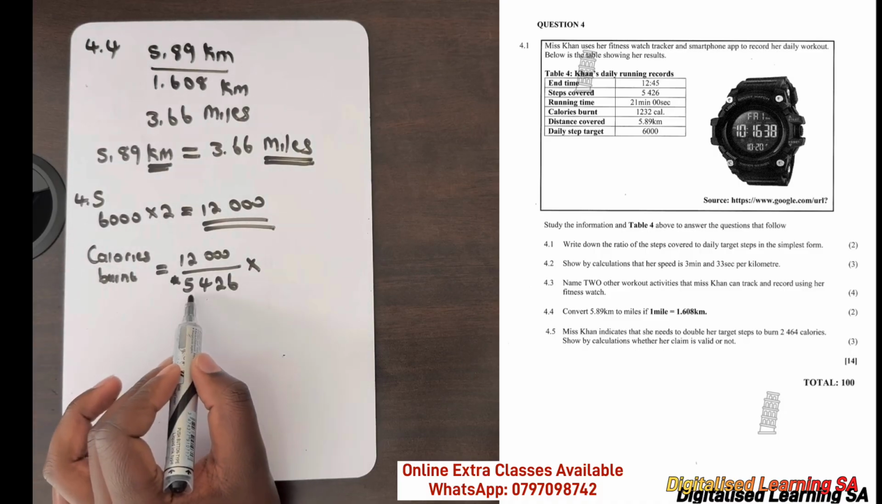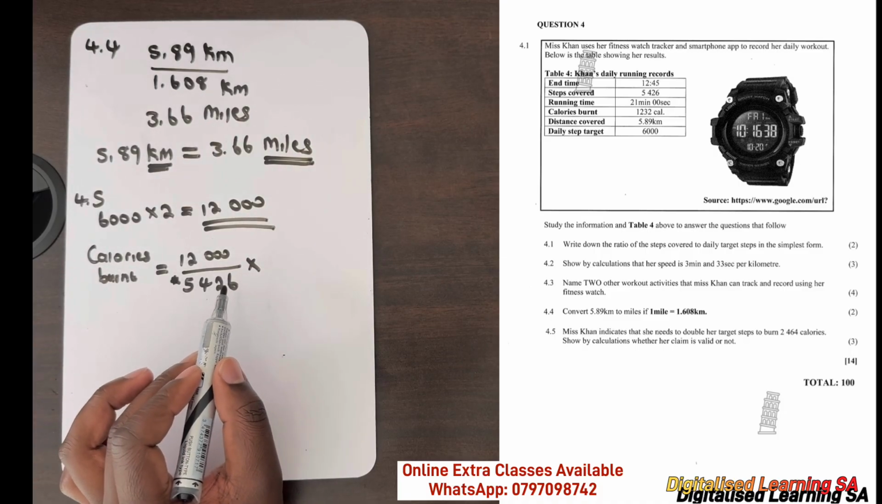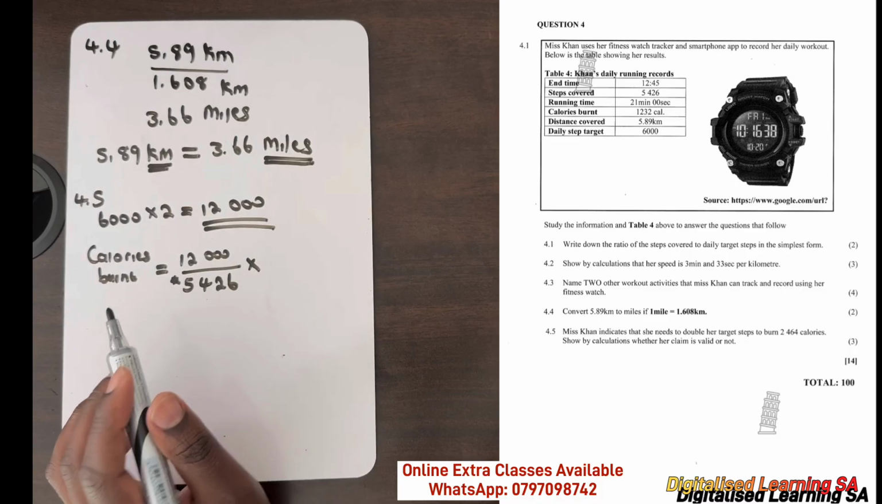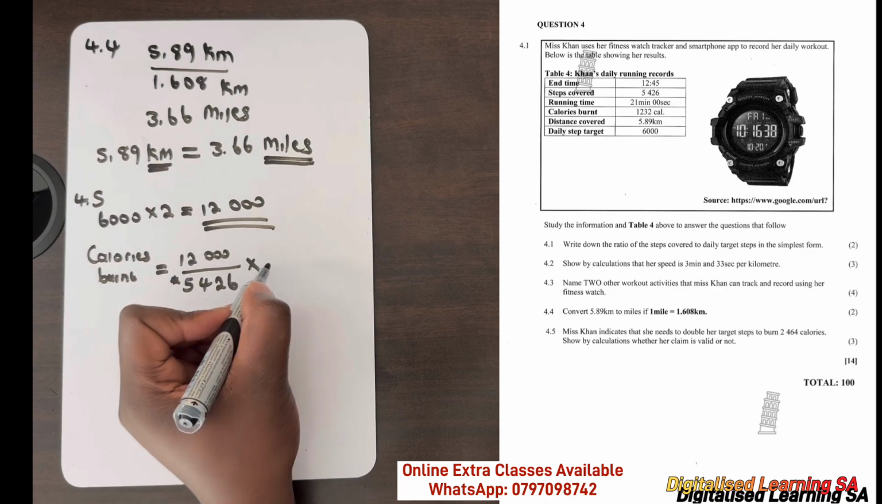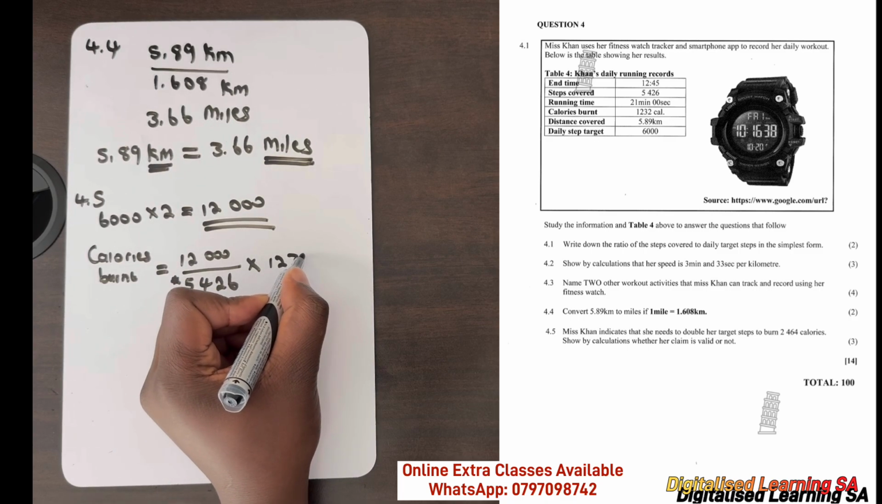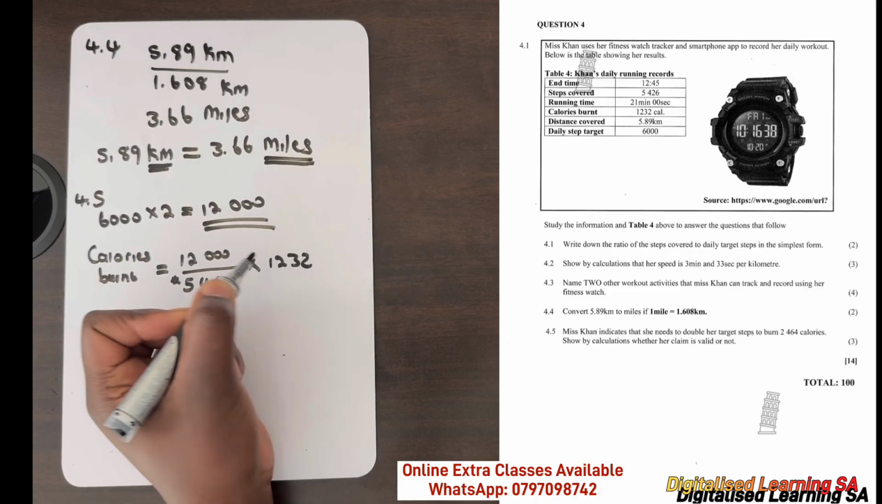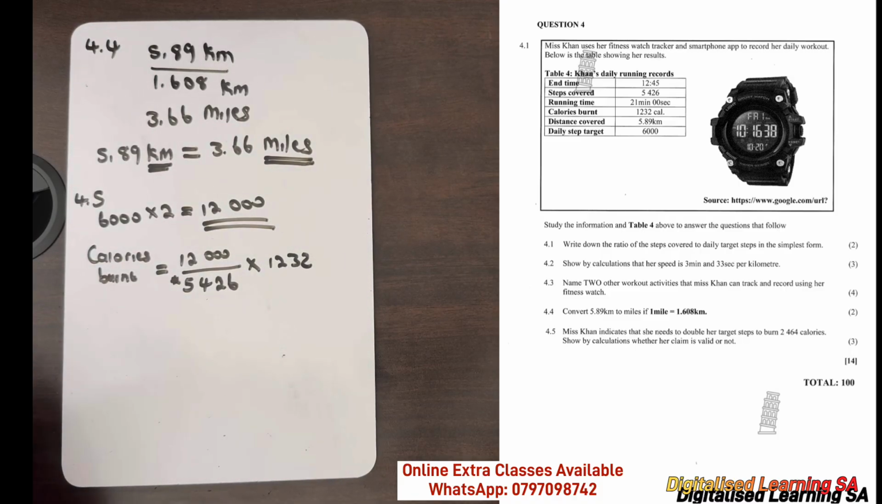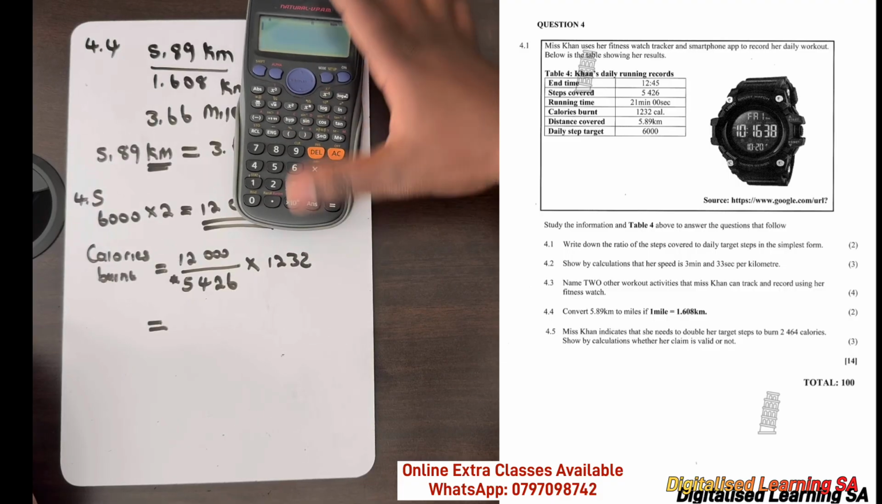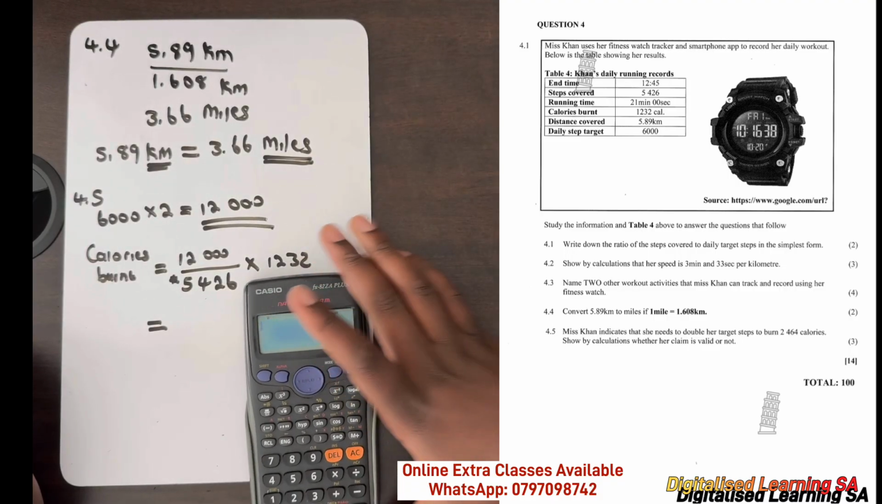Okay, so now we multiply by the calories burnt per these steps, and if we look at our table, we can see that if she covers 5,426 steps, the calories that she will be able to burn will be 1,232. So now we will see if it's true that if she doubles her daily target, she will be able to burn 2,464 calories. So this is the formula that we use. So now let's just go ahead and plug everything into our calculator to get our answer.